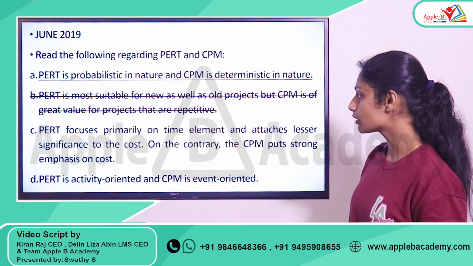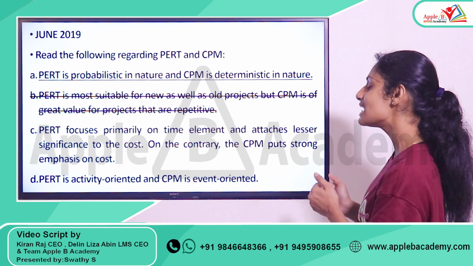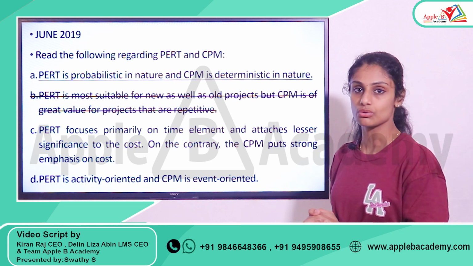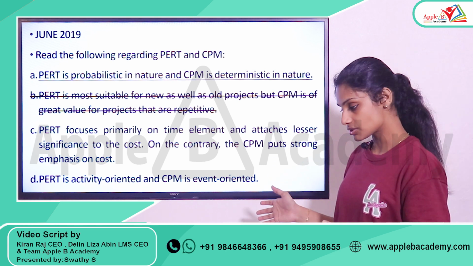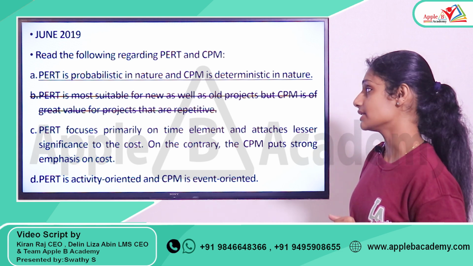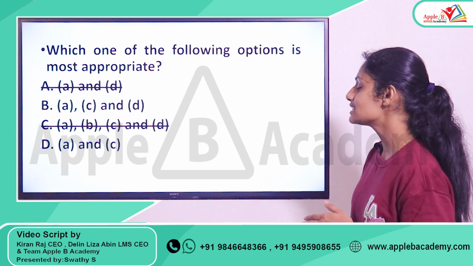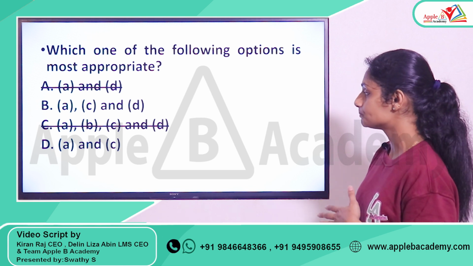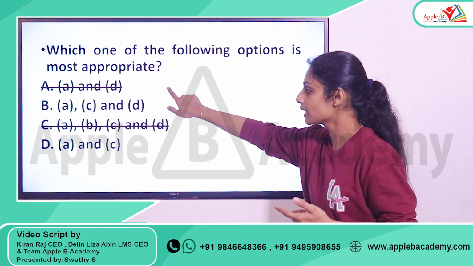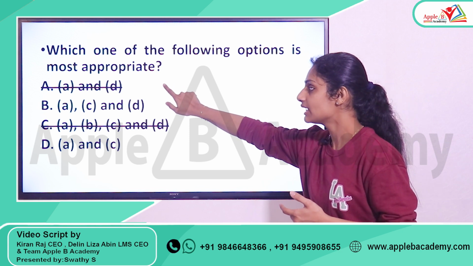Okay. So again, we are going back to our question. PERT focuses primarily on time element and attaches less significance on cost. On the contrary, CPM puts stronger emphasis on cost, which is right. Okay. So which we already discussed. So C is right. So A and C are correct. And again, we'll be going to the options. In this situation, you can actually eliminate option A. Why are we eliminating option A? Because C is not there. C is not there, so that we can eliminate option A.